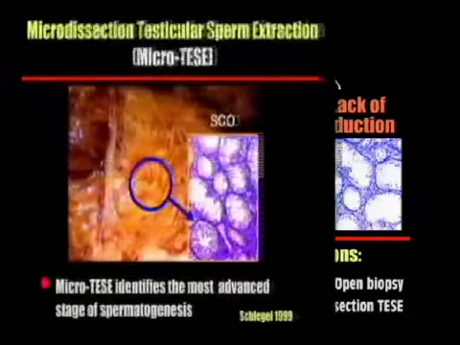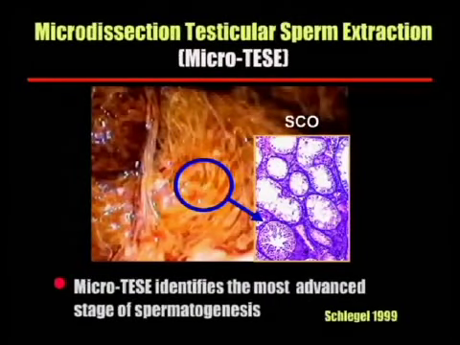sperm extraction. Microdissection testicular sperm extraction, also called microTESE, is based on the principle of intraoperative identification of the most advanced stage of spermatogenesis with the aid of an operating microscope. It relies upon our ability to identify differences in tubular size and opacity to decide which tubules are most likely to contain sperm and therefore should be removed for sperm retrieval.